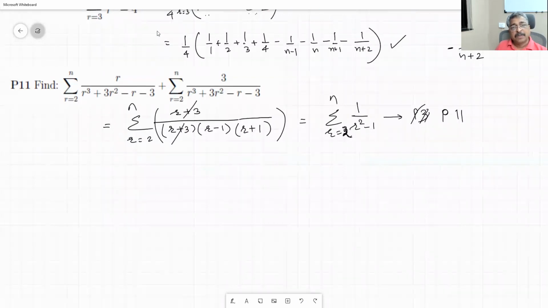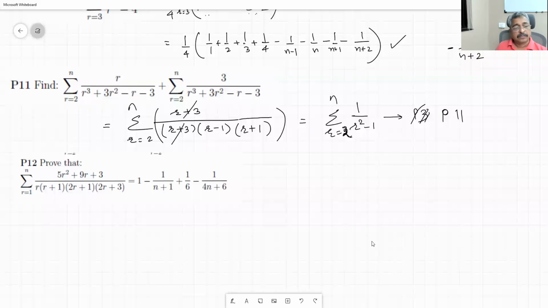Next problem. Okay, next problem is sigma goes from r is equal to 1 to n, 5r square plus 9r plus 3 upon r into r plus 1 upon 2r plus 1 upon 2r plus 3.